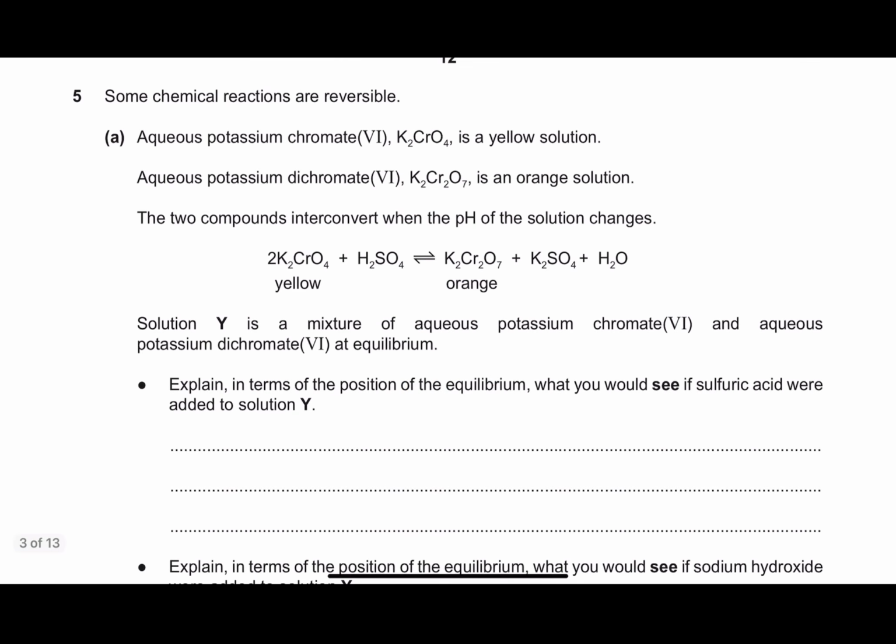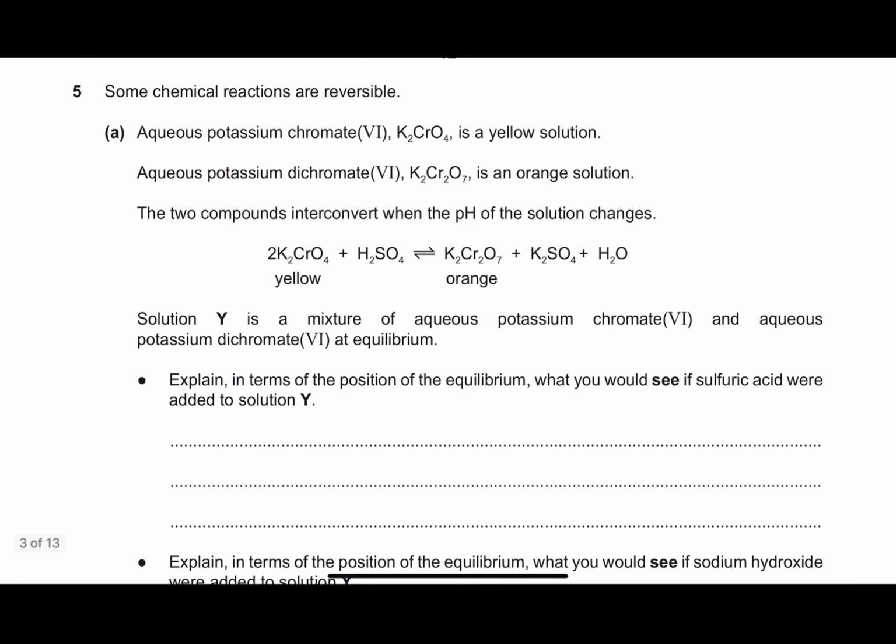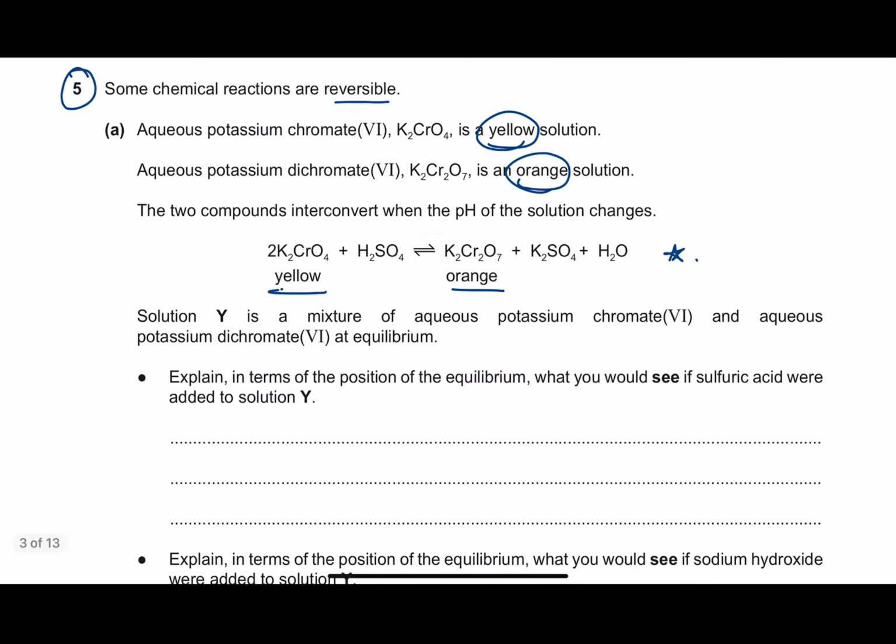This is the question from October-November 2017, question 5. It says that some chemical reactions are reversible. Question A, aqueous potassium chromate is yellow solution. Aqueous potassium dichromate is an orange solution. So they have given you here the chemical reaction. Yellow is on your reactant and orange is on your product.